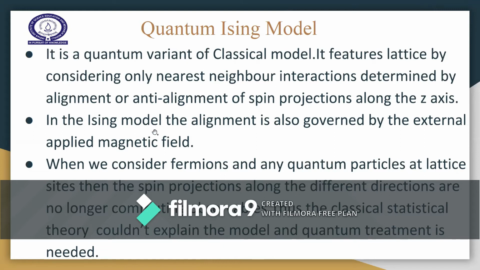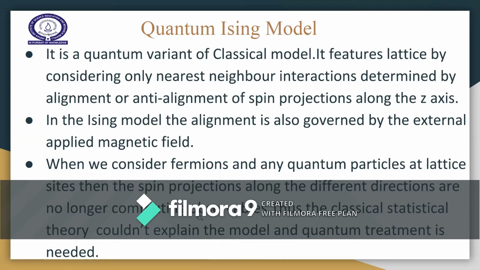Now the question is why we need this quantum picture, why the classical picture is not sufficient to explain the behavior of all kinds of lattices with all kinds of possible particles at the lattice sites. So when we consider fermions and any quantum particle at lattice sites, then the spin projections along the different directions are no longer commuting observables.